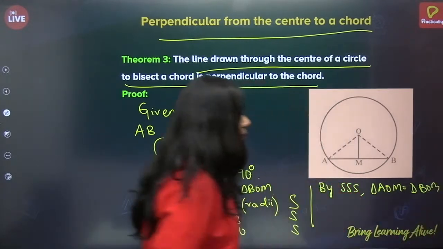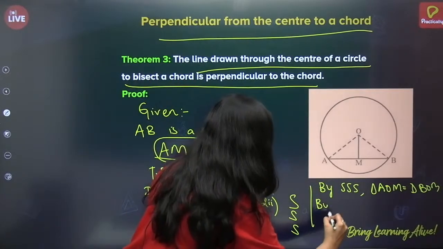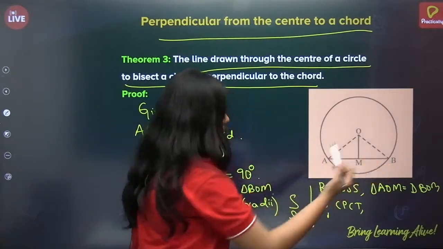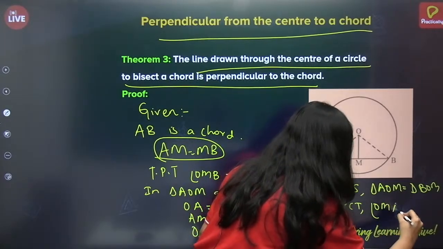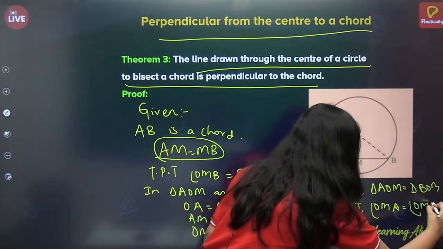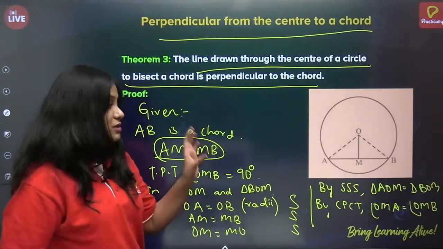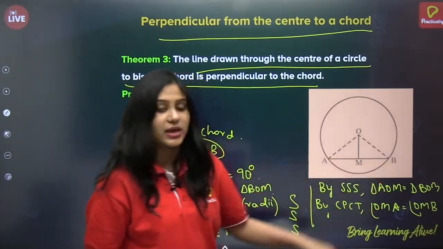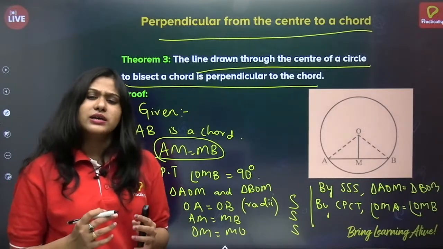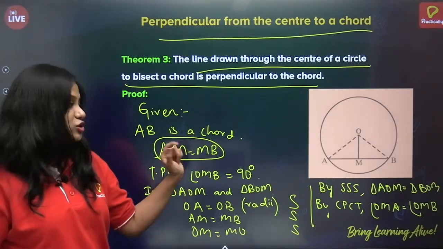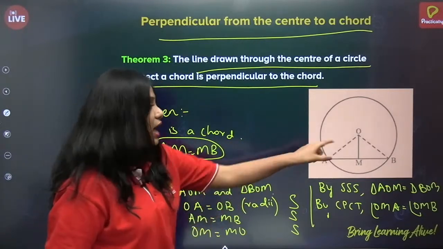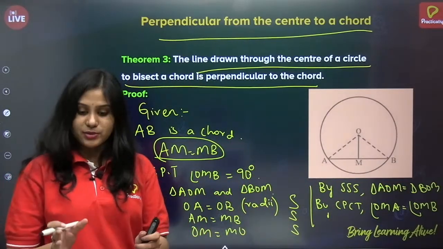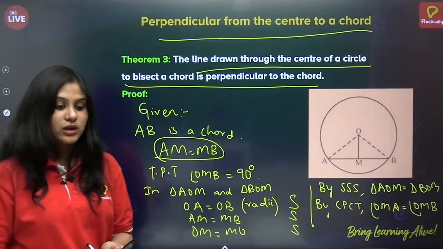Alright. So, by CPCT, I can say that angle OMA is equal to angle OMB. Now again there is a question. Observe carefully. What do angle OMA and angle OMB form? What will be the sum of these two angles? You can easily tell. Just look at the picture and tell me what will be the sum of angle OMA plus angle OMB. You can just type the numerical, no need of degrees. I'll understand.